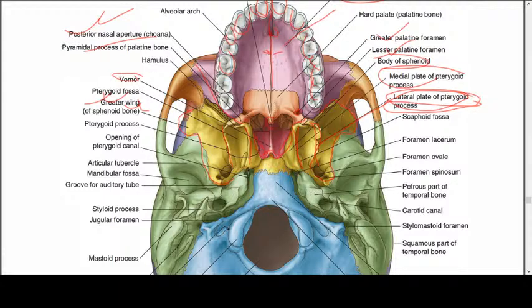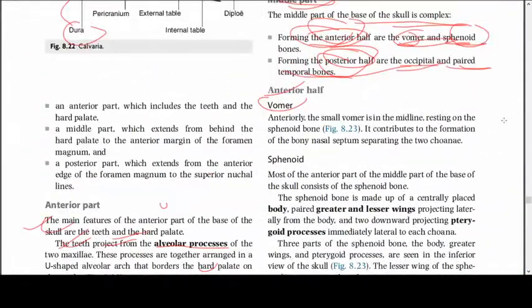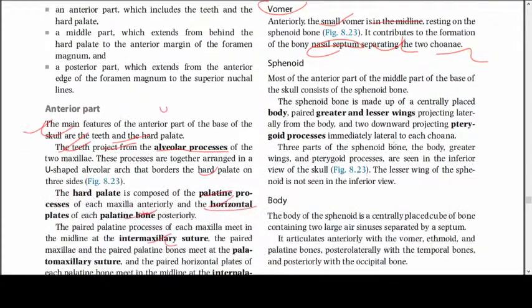Let's talk about the vomer. What are the parts of the vomer? Okay, this one is the vomer. There is no part shown right here except the choanae. So what is visible is the choanae. Anteriorly the vomer is in the midline, resting on the sphenoid bone. It contributes to the formation of the bony nasal septum, which separates the two choanae.